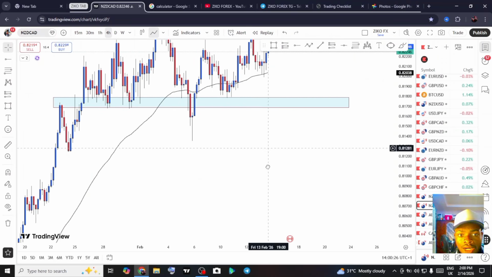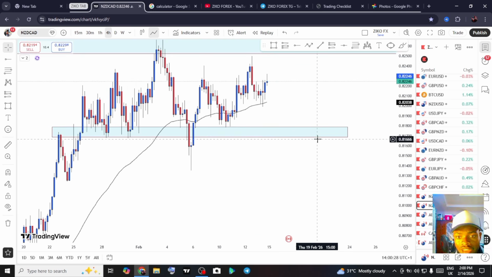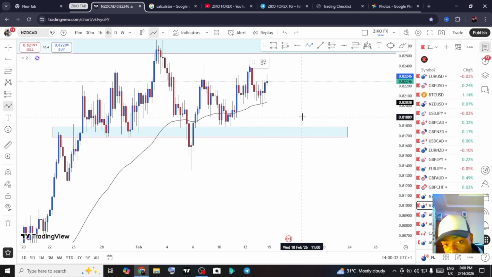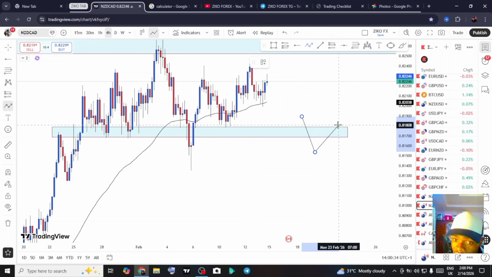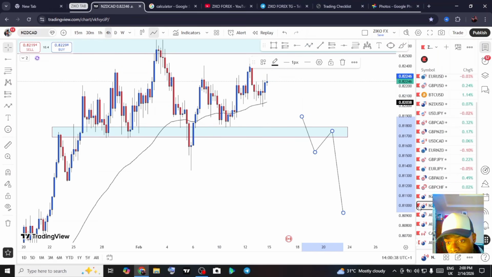Great. So now we still need price to actually have a break and retest under this level to sell. Is this going to happen this week? It doesn't really matter when it happens, but when it happens, we'll be interested in selling this market. So NZD CAD, I'll just bring it closer, but I highly doubt it to happen this week.